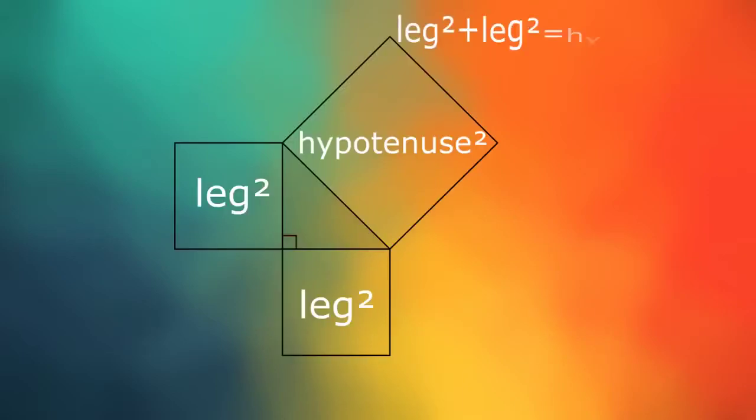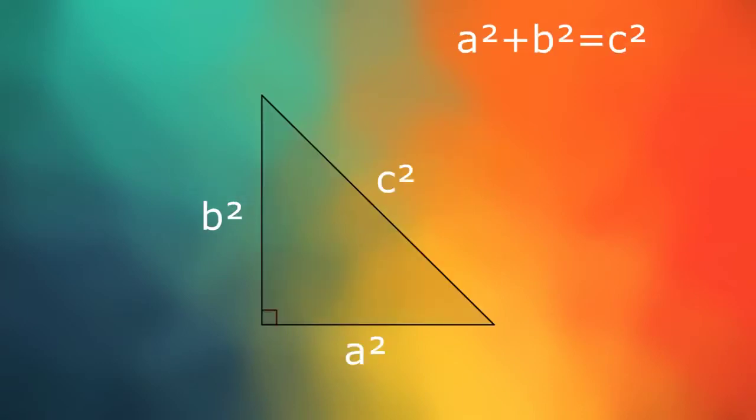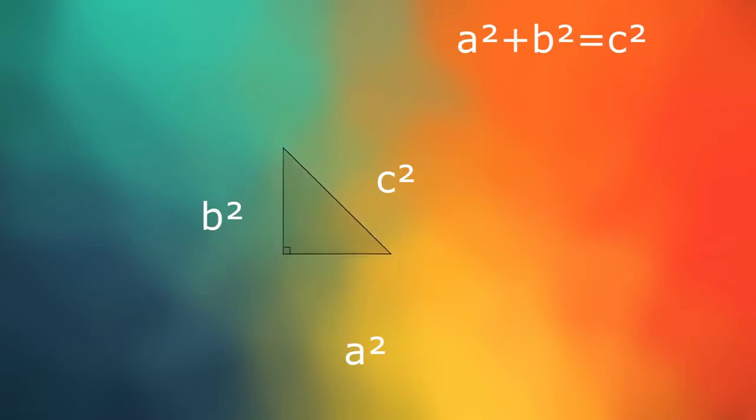His theorem states that in a right-angled triangle, leg squared plus leg squared equals hypotenuse squared. That is, a squared plus b squared equals c squared. So you can use this to calculate the length of an unknown side in a triangle, or you can use this to check if it really is a right-angled triangle. This might seem a bit complicated, but it really isn't.